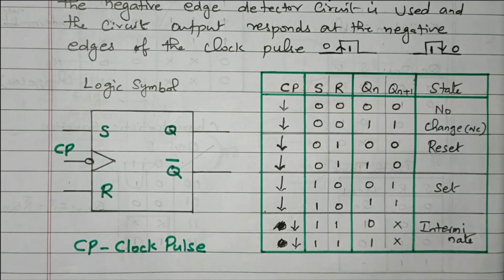So in this video we discussed the negative edge triggered SR flip flop, logic symbol and truth table. In the positive edge triggered flip flop previous video, more details are available: the circuit detail, excitation table, truth table, logic symbol, verification of output. All details are available in the previous video.